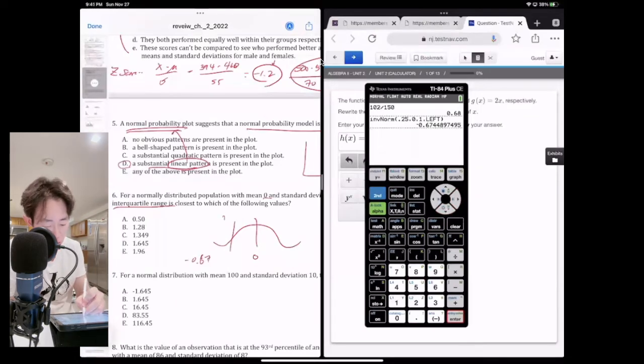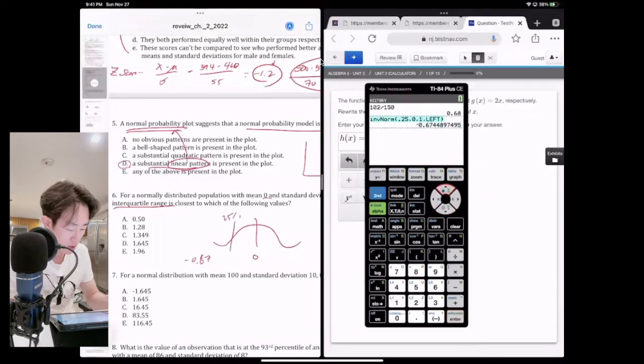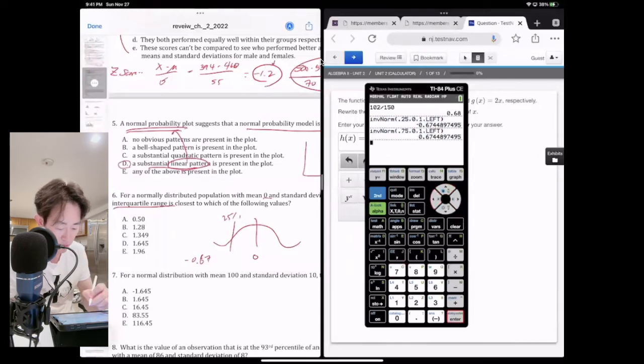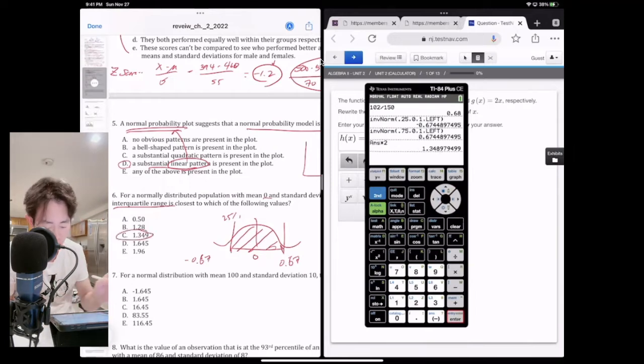This gives me my 25th percentile. I'm going to copy this inverse norm, and then I'm going to simply change it to the 75th percentile. And now that gives me positive 0.67 to the right. Now, this range will cover the interquartile range. So all I got to do is just double it, right? Because it's the same number twice. So the answer here should be C.